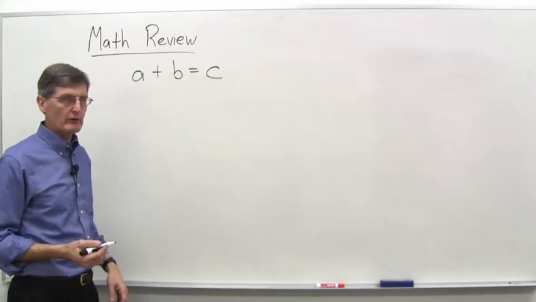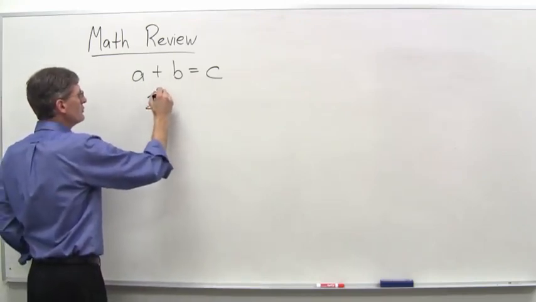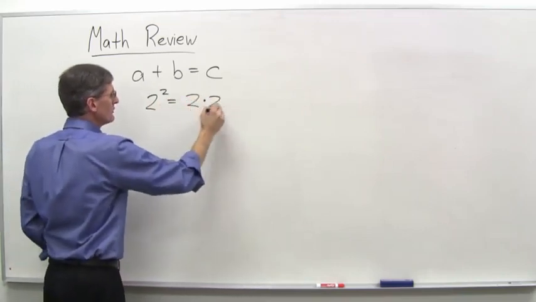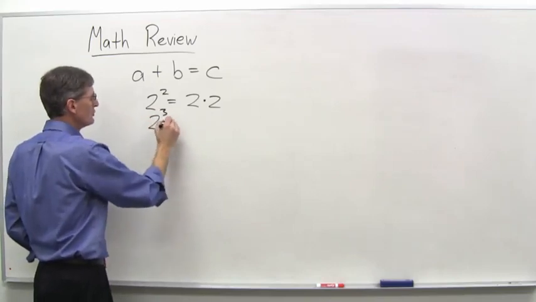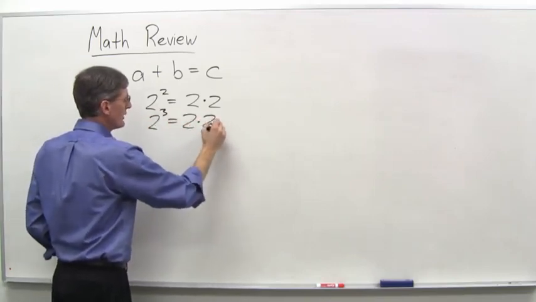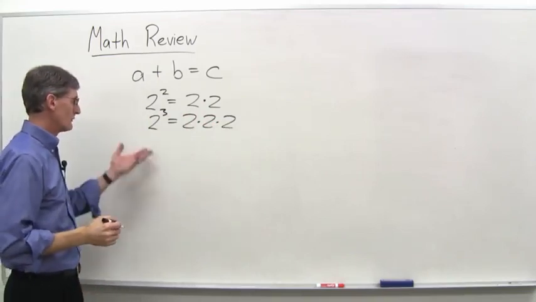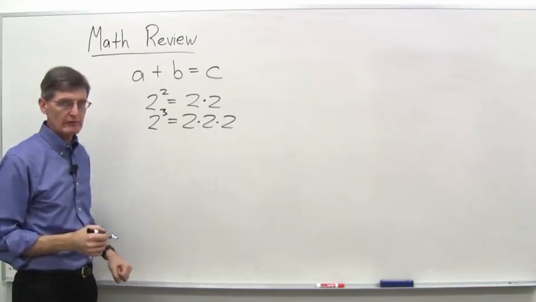Remember a few things with exponents. If we have an actual number, 2 squared, that is the same as 2 times 2, which is 4, of course, or 2 cubed equals 2 times 2 times 2. Or 4 cubed, 4 times 4 times 4, so it's 4 multiplied 3 times.